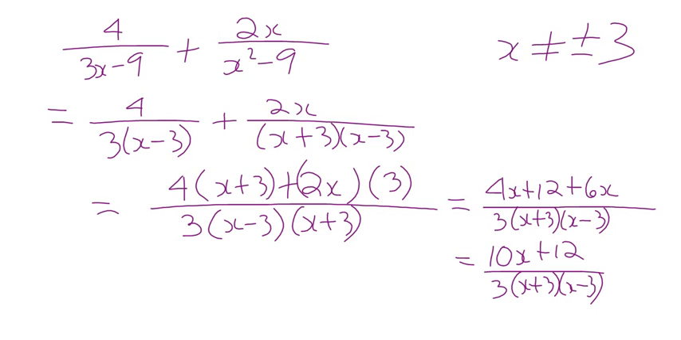X plus 12 factors, but neither of the factors is x plus 3 or x minus 3, so I'm not going to do anything with it. 10x plus 12 factors, but one of the factors isn't a 3, so there's no point in factoring it because I can't cancel it. If this had been 9x plus 12, I would for sure factor out the 3's and then be able to cancel them. Okay, but it's not, so we're done.